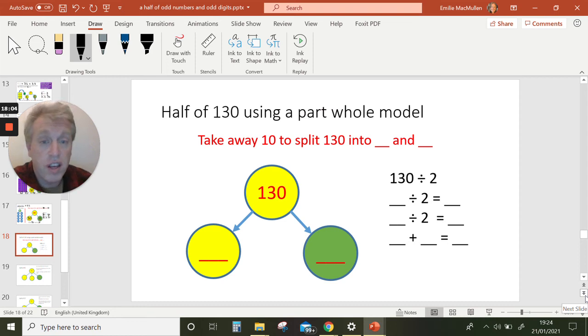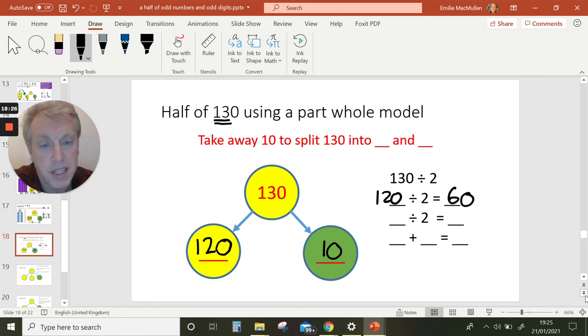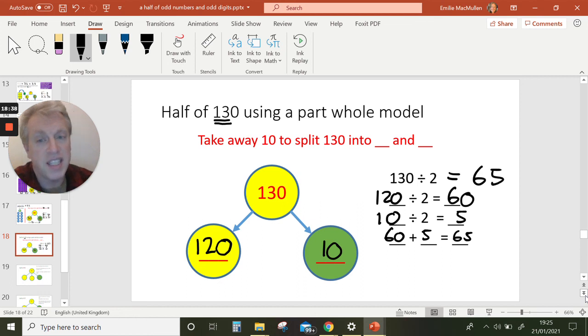Half of 130, same thing. Ooh, 13 tens. Take away 10, split the 130 into 120 and 10. 120 divided by 2 is 60. 10 divided by 2 is 5. 60 add 5 is 65. Half of 130 is 65.